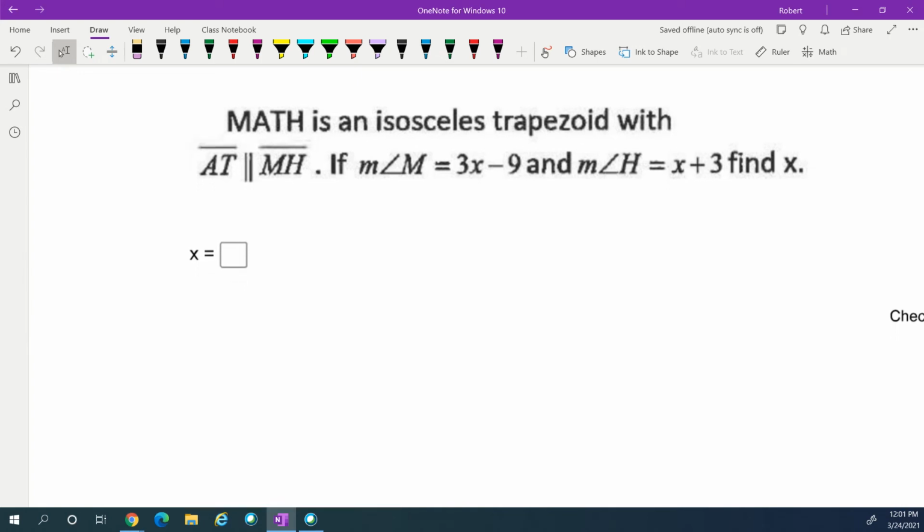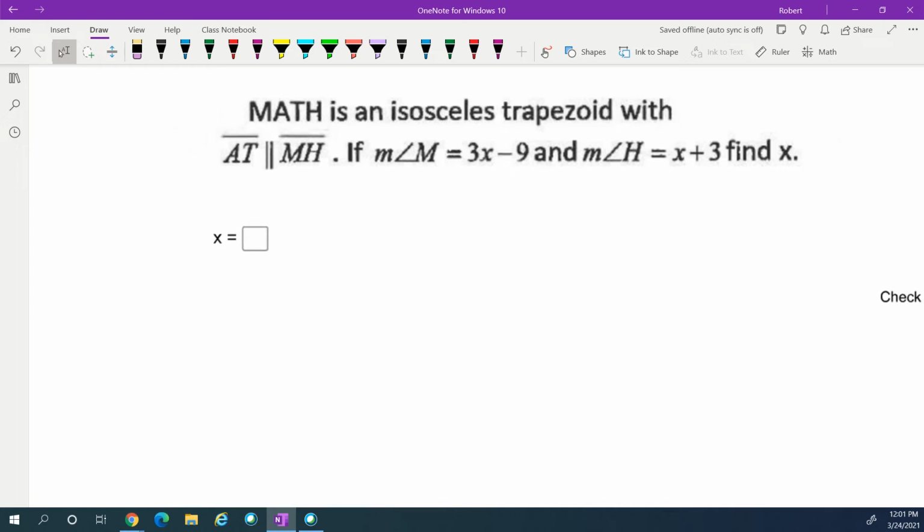We're told MATH is an isosceles trapezoid. So just like we discussed in the lesson, we have to be a little careful how we draw this. Which are the bases and which are the legs. So draw something that looks like an isosceles trapezoid. Start at one corner and go around it. MATH. And now check to make sure that it's correct.